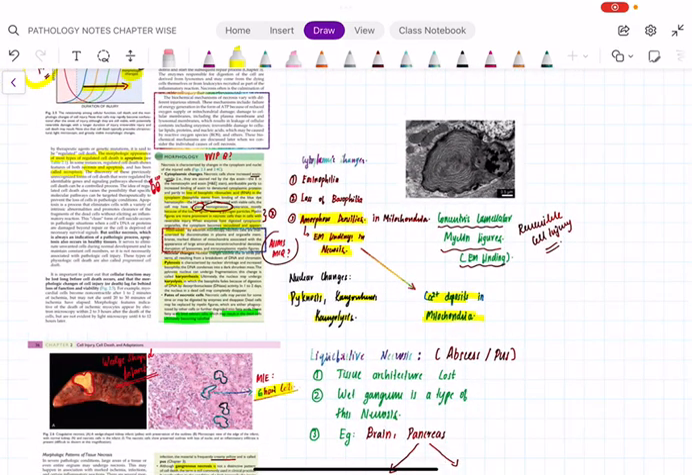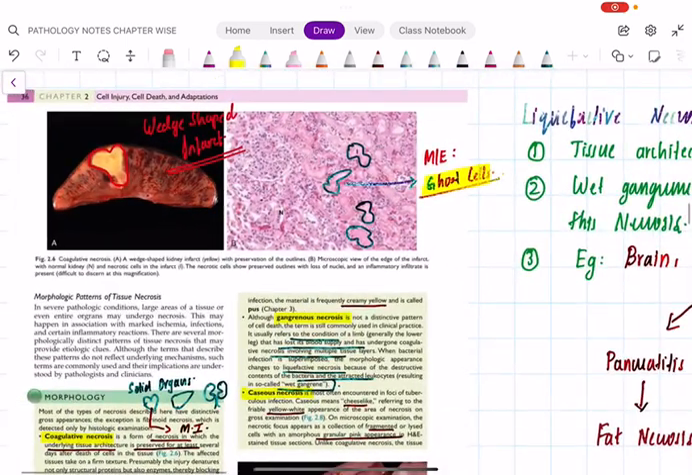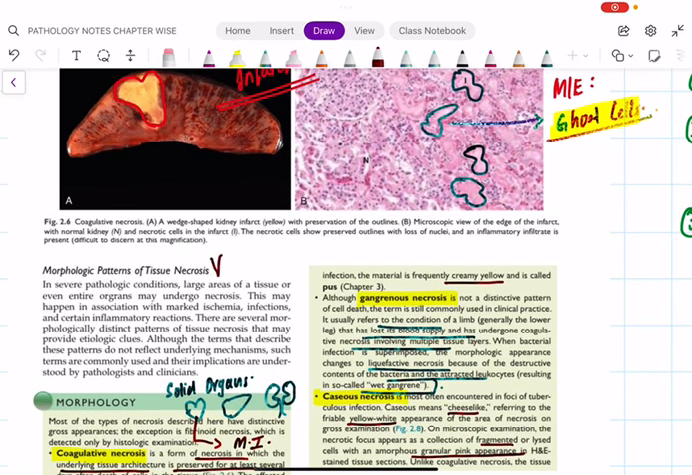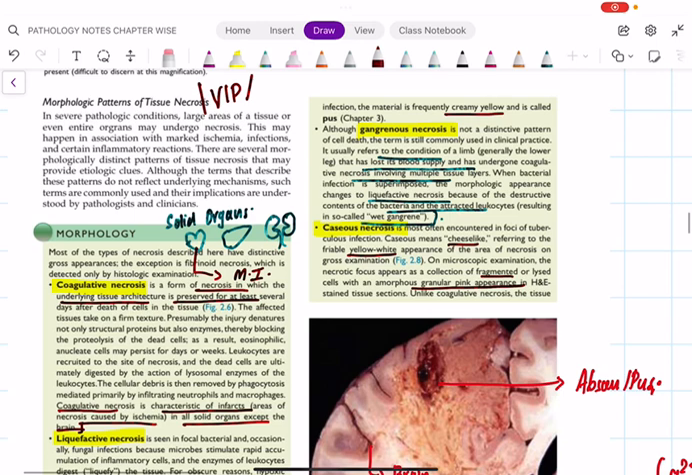Yes? Okay. Now we have different patterns of necrosis. Morphological patterns of necrosis. Of course, no doubt, it is a BIP question for your university exam. What is the first type of morphological pattern of necrosis? Number one is called coagulative necrosis.